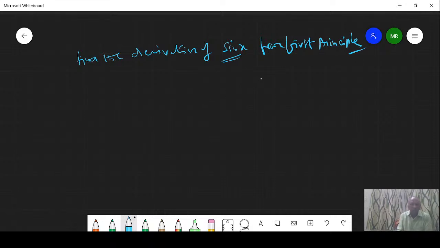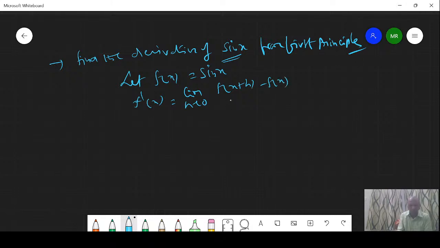So when they are asking this by using first principle, first you write, let f of x is equal to sin x. Now you take the first principle: f dash x equal to limit h tends to 0, f of x plus h minus f of x by h. You write the first principle formula, right?